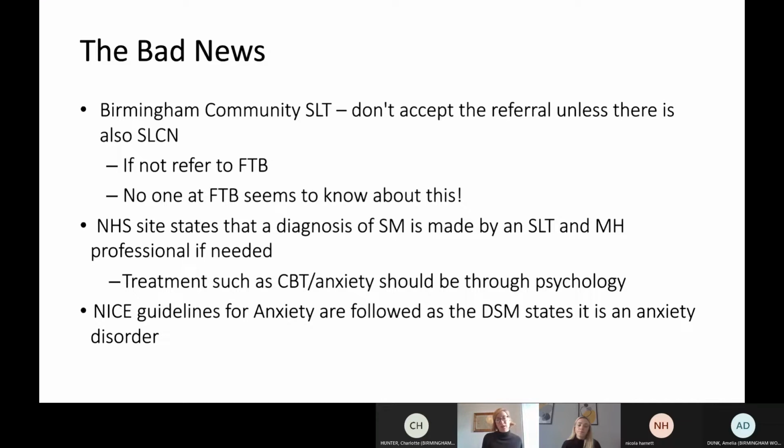So there's a really mixed picture. It's really odd. And also the fact that the Bible of selective mutism was written by a speech and language therapist, Maggie Johnson. There's a real disparity of whose job it is to work on selective mutism. And ideally it's an MDT approach with a minimum of speech and language therapist and a psychologist.